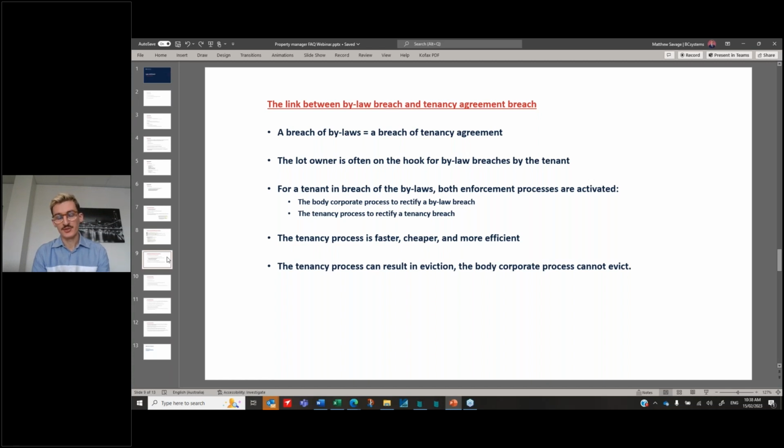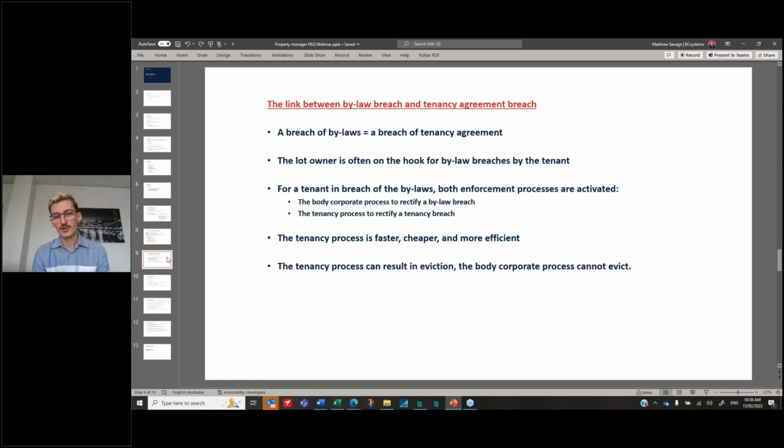The tenancy process, so the process that the landlord and the property manager can use, is much faster, cheaper, and more efficient. So what I mean by that is, unless this has changed in recent years, the landlord and the property manager can pretty much issue a tenancy breach notice on the same day that the breach occurs or the breach is reported. So there's not a big amount of paper trail to go through or red tape, it can be issued directly by the landlord to the tenant, and the tenant has to comply with it.